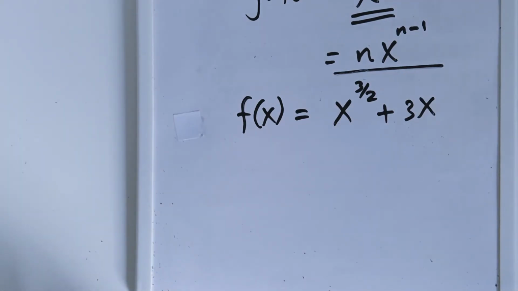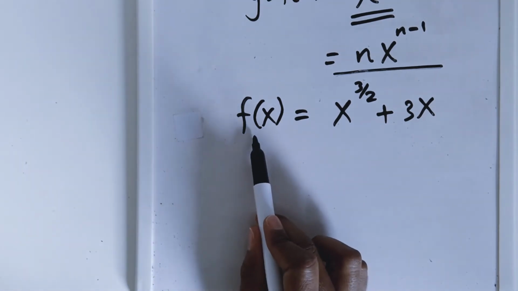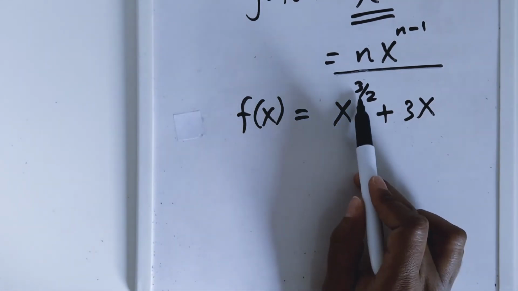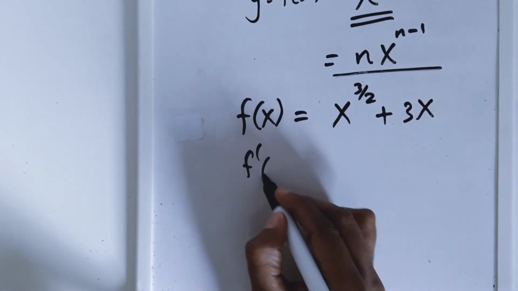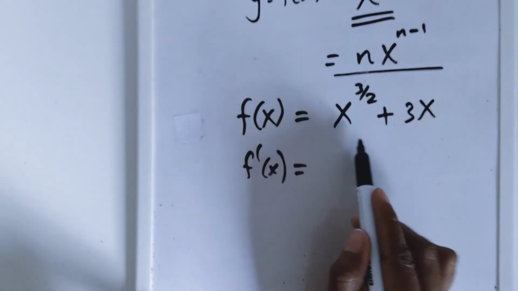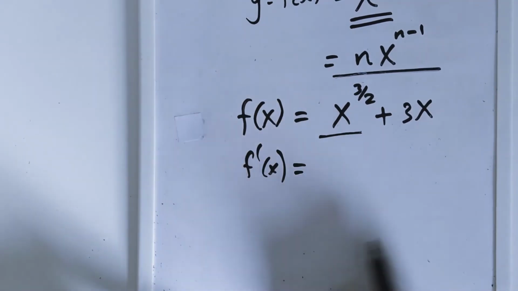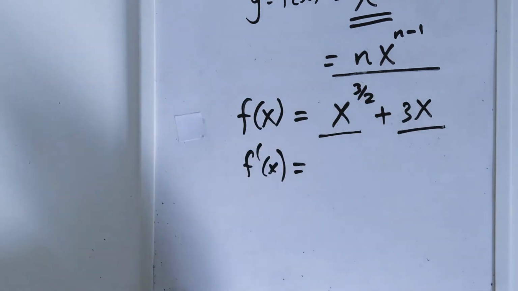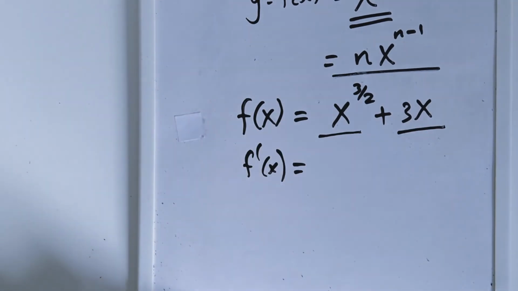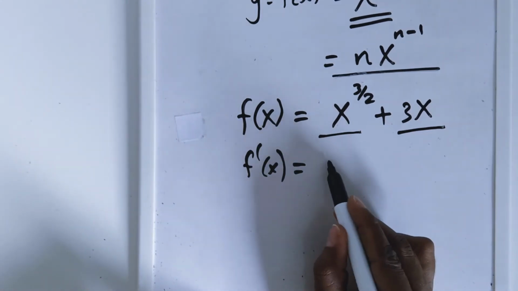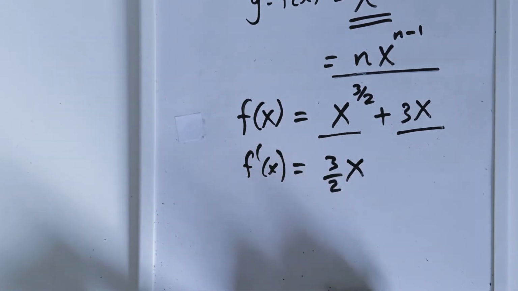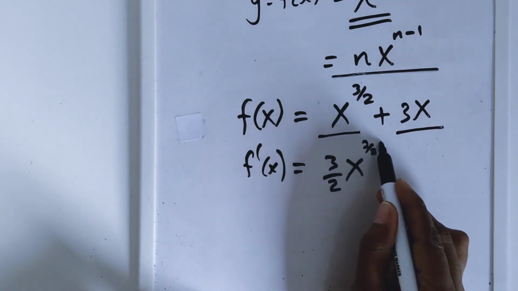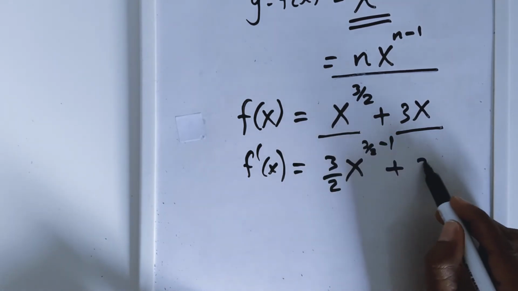Let us do another example. You have a function f of x is equal to x to the power of 3 over 2 plus 3x. So in order to find f prime, you have to take the derivative of this function and also take the derivative of the next function, and then you add. Okay? So the rule is the same. Bring the power down, 3 over 2 x to the power of 3 over 2 minus 1, plus 3.